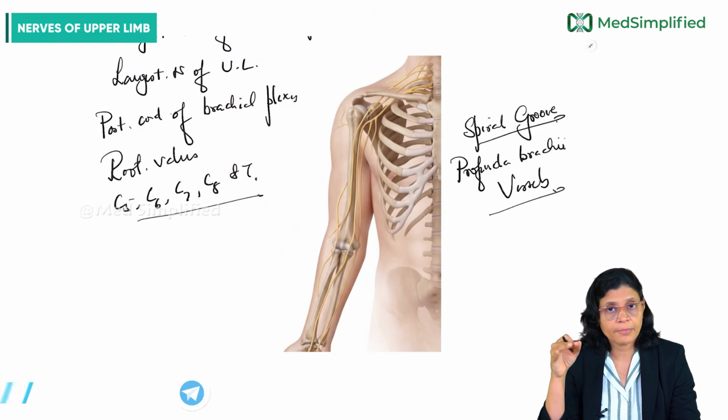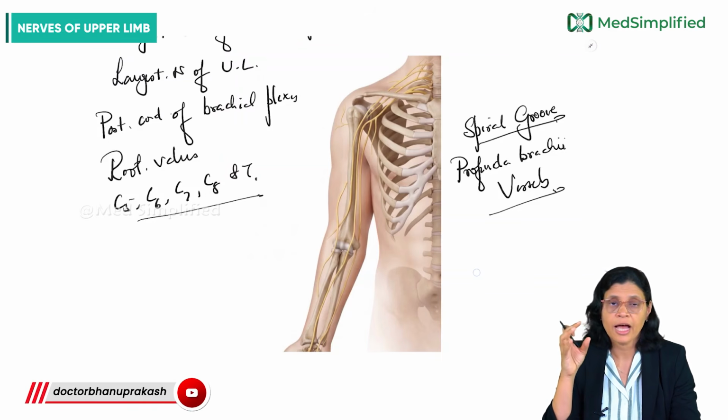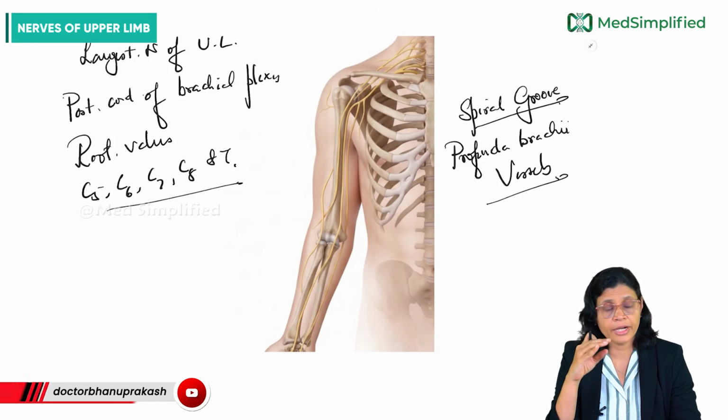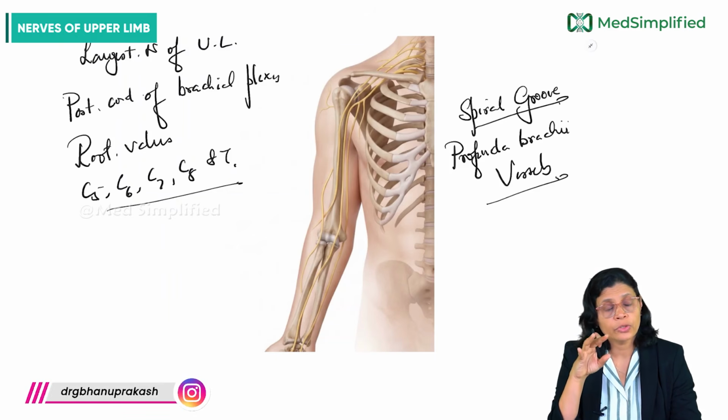There it will supply the brachialis muscle, which is actually a muscle of the anterior compartment. We call the brachialis a hybrid muscle because it has nerve supply both from the musculocutaneous as well as from the radial nerve. It supplies the brachioradialis as well as the extensor carpi radialis longus muscle, and at the level of the lateral epicondyle of the humerus, it will divide into two.